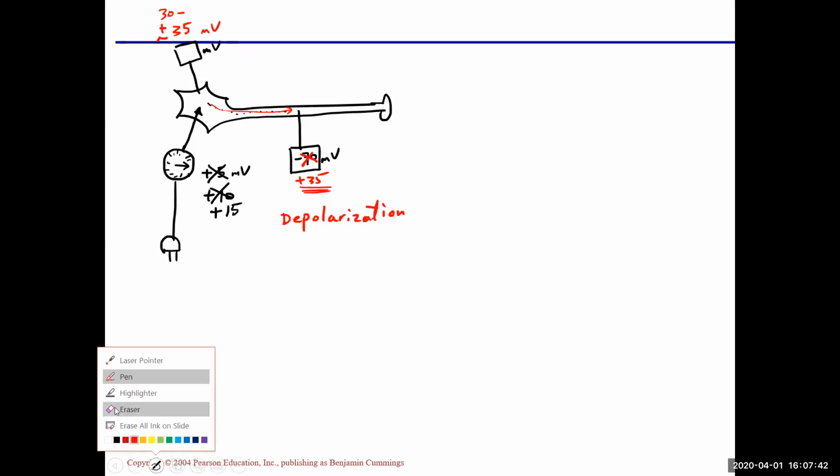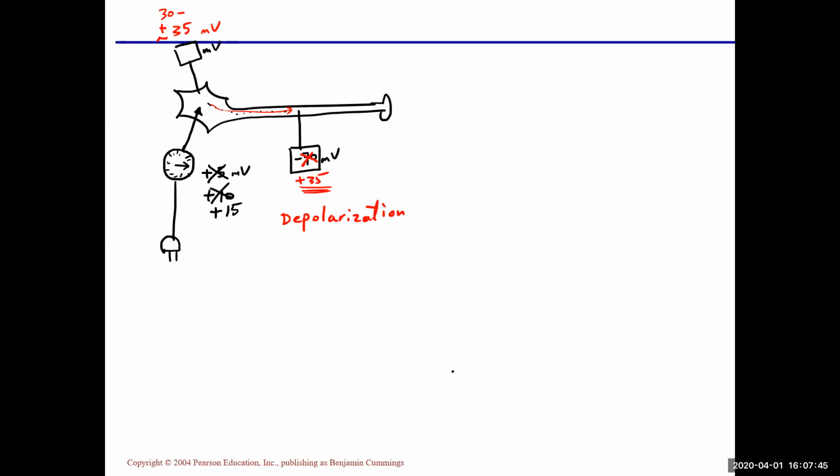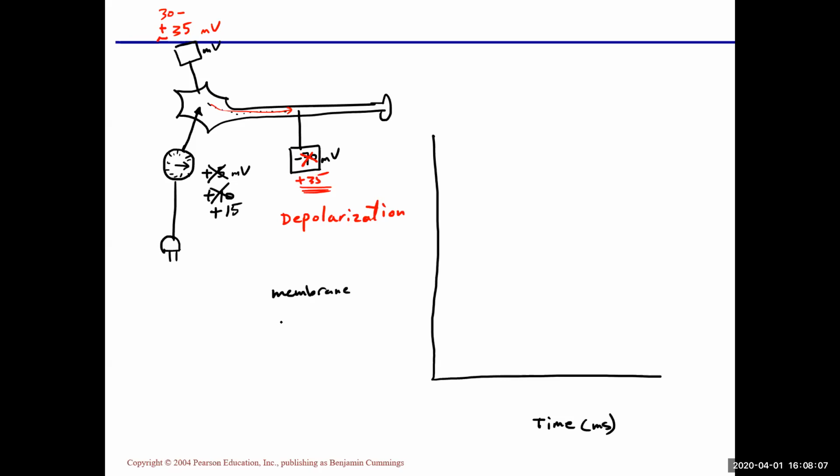So if I wanted to demonstrate this in a graph, I could just draw a graph of what is happening. The x-axis would be time, which most of the time is in milliseconds, and the y-axis would be membrane potential. We started with a membrane potential of -70. We said this would be the resting potential.